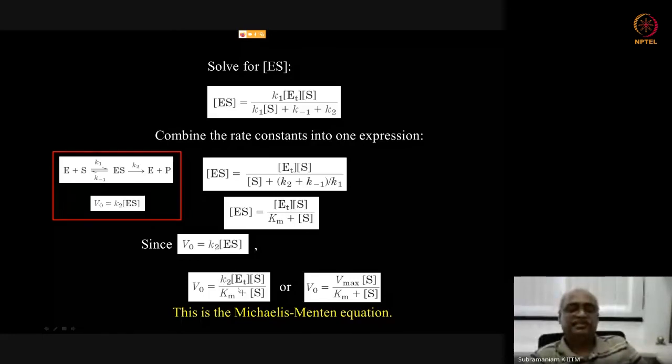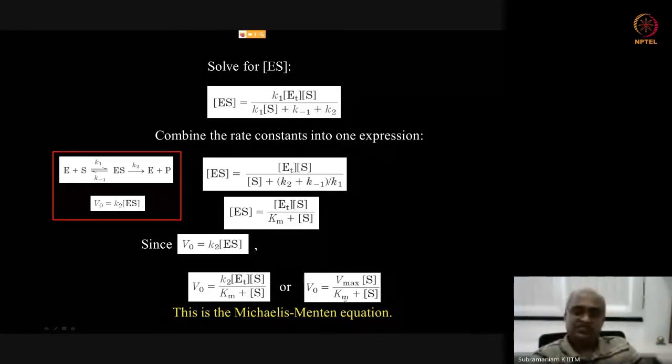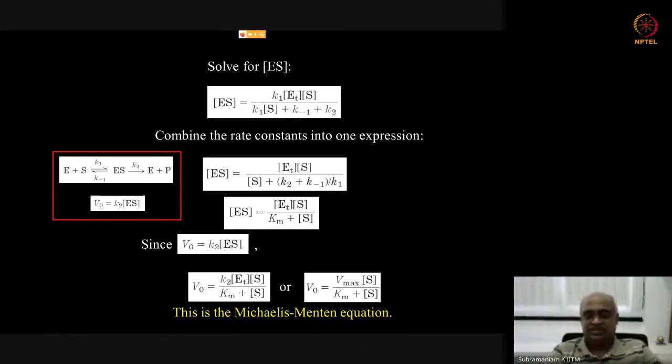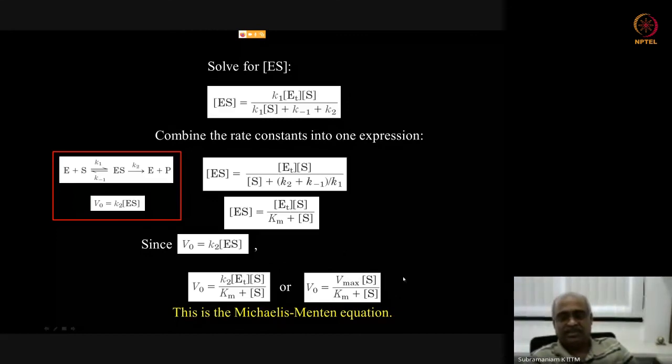Now we know ET is the maximum enzyme available. So Vmax will directly be dependent on ET. At that point, when the substrate concentration is very, very high, you are going to ignore the ES component there. And therefore, K2 ET is what will be Vmax. So you substitute this K2 ET with Vmax, then you get the Michaelis-Menten equation, which is V0 equals Vmax S divided by Km plus S. This is the major equation for all enzyme catalyzed reactions.